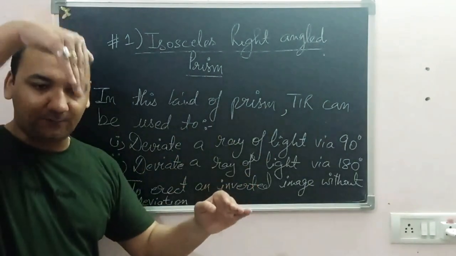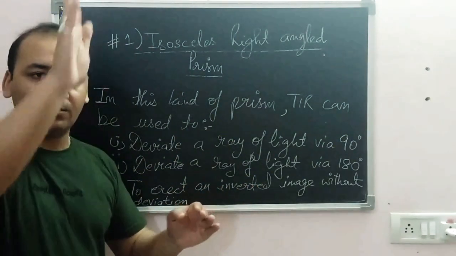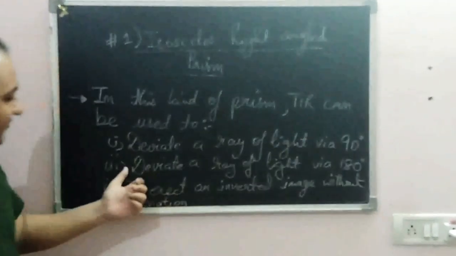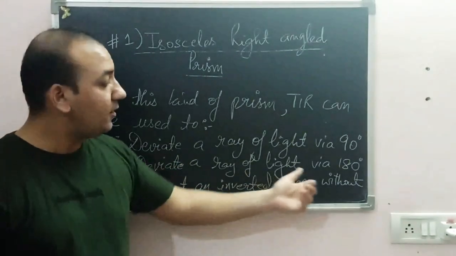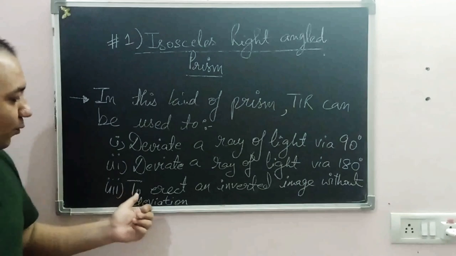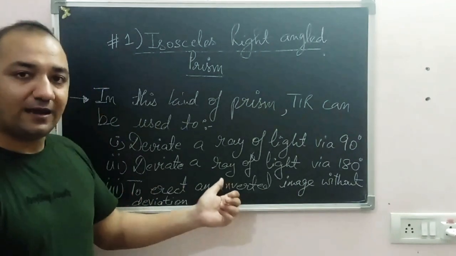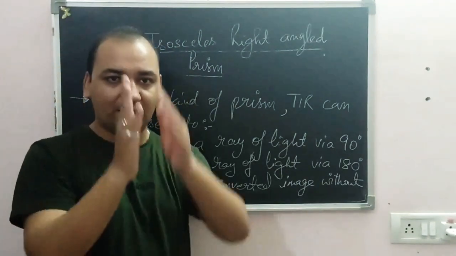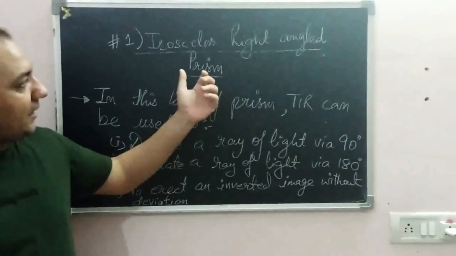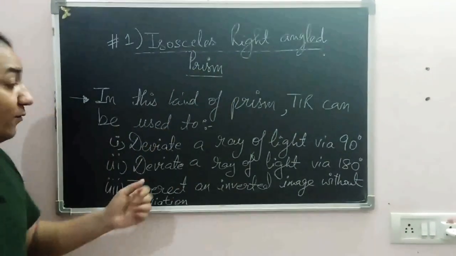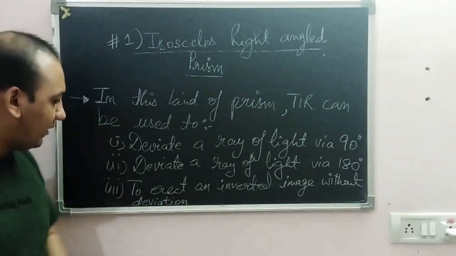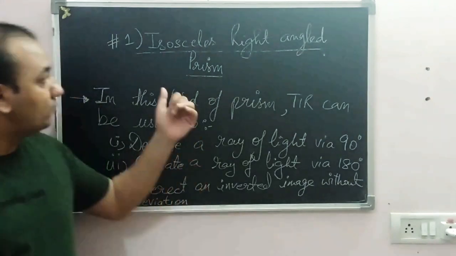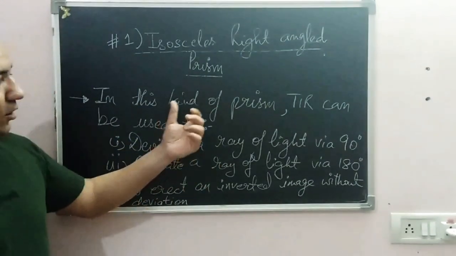If it's coming like this, we can bend it either below or above. It's 90 either way. We'll understand how. Second, it can also be used to deviate a ray of light through 180 degrees. And the third way is that we can erect an inverted image. If there's an inverted image, upside down, we can erect it, make it straight, using an isosceles right angle prism, without any deviation, with the help of the phenomenon of TIR.